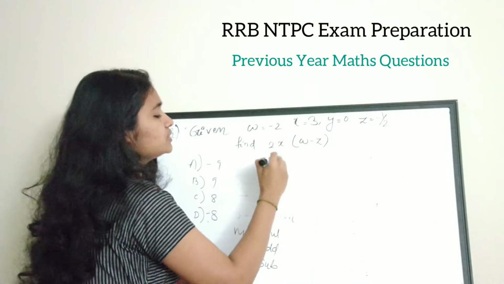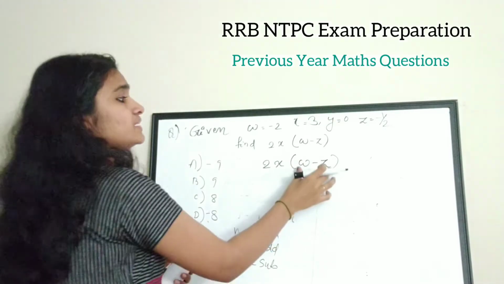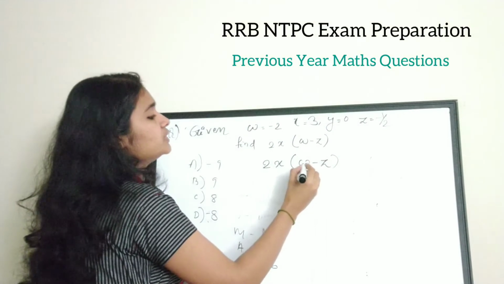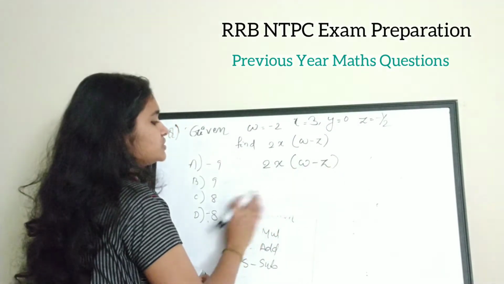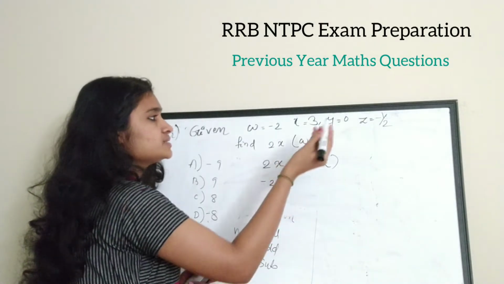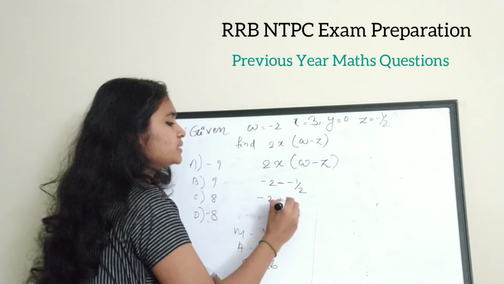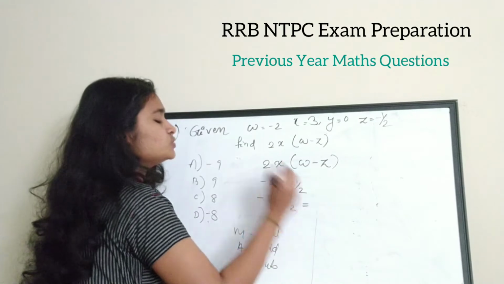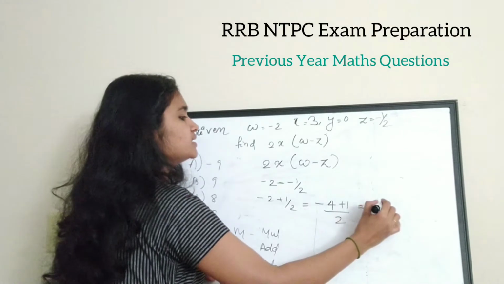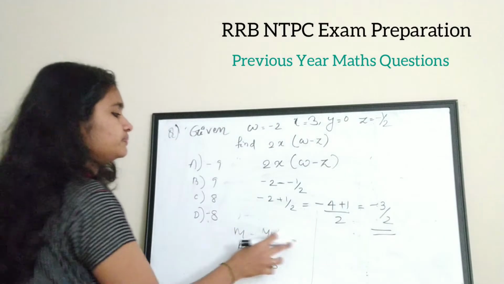So I'm just writing it down: 2x into W minus Z. Inside the bracket, we have to solve the brackets first. So the W minus Z term, I'm going to solve first. What is W? It is minus 2. And what is Z? It is minus 1 by 2. So minus of minus 1 by 2, that is minus 2 plus 1 by 2, which is equal to minus 4 plus 1 by 2, equal to minus 3 by 2. That is your result for the brackets.